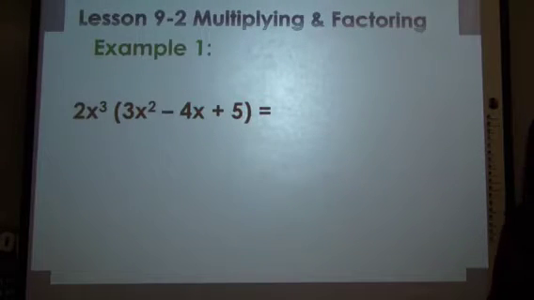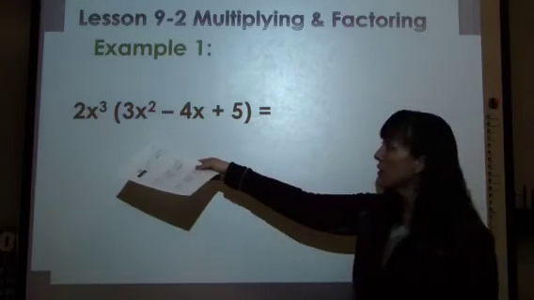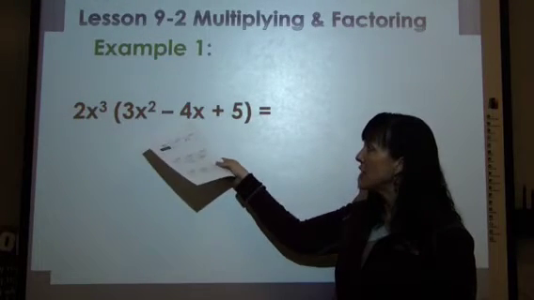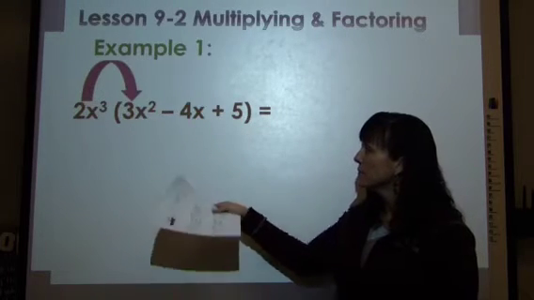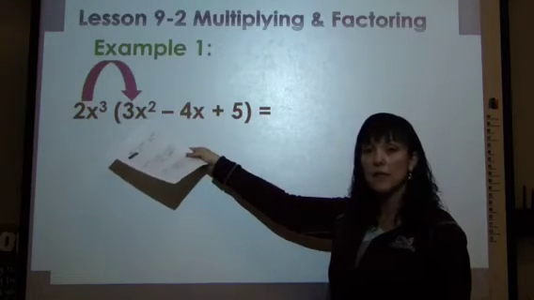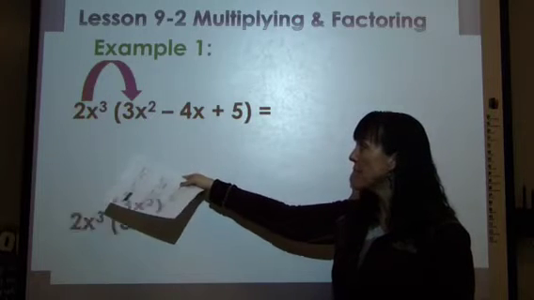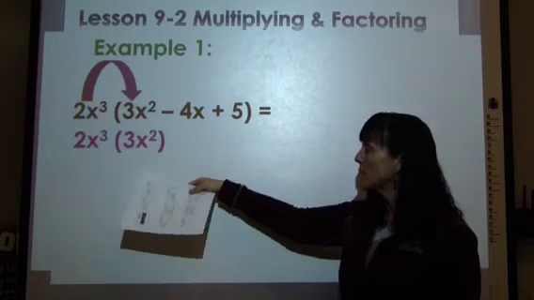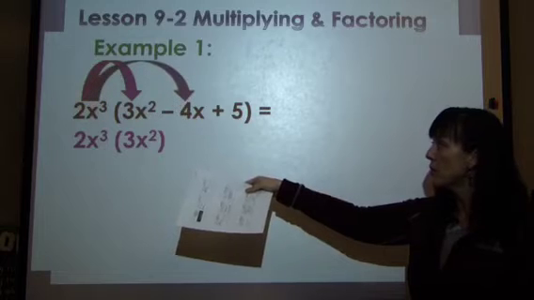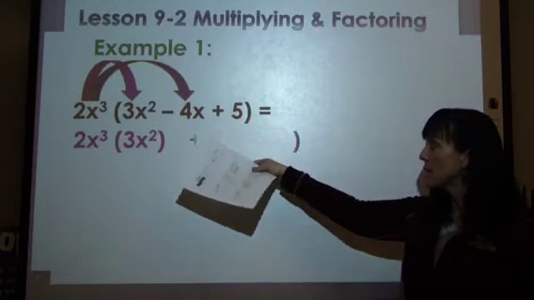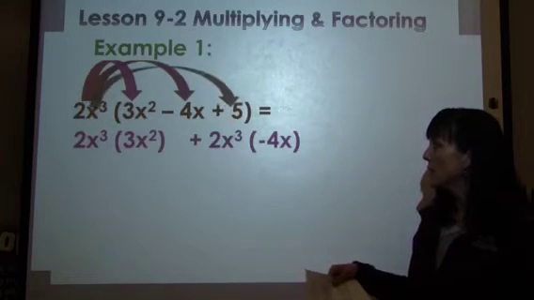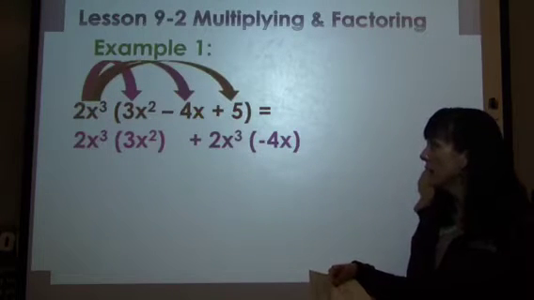Here's our first example. We have 2x to the third. We're going to distribute that to each term in the parentheses. 2x to the third times 3x squared. We're just going to bring that down as a multiplication problem. Then we're going to distribute the 2x to the third power, or cubed, to negative 4x, or minus 4x. And we will continue with that to the 5.